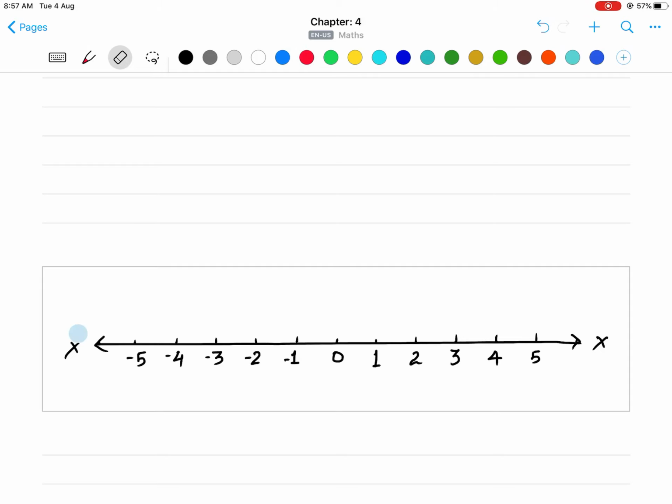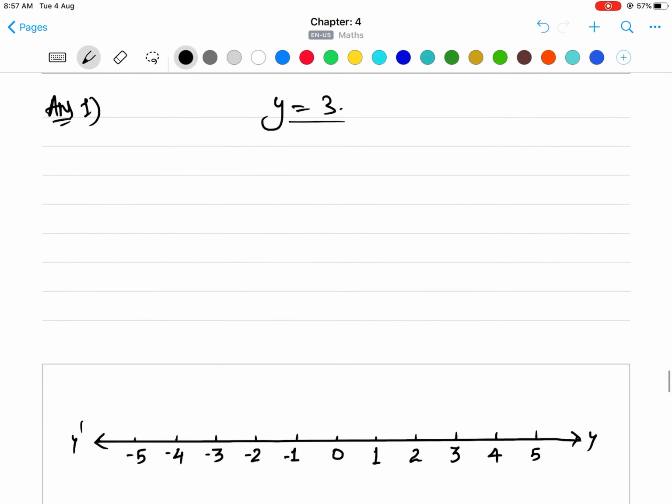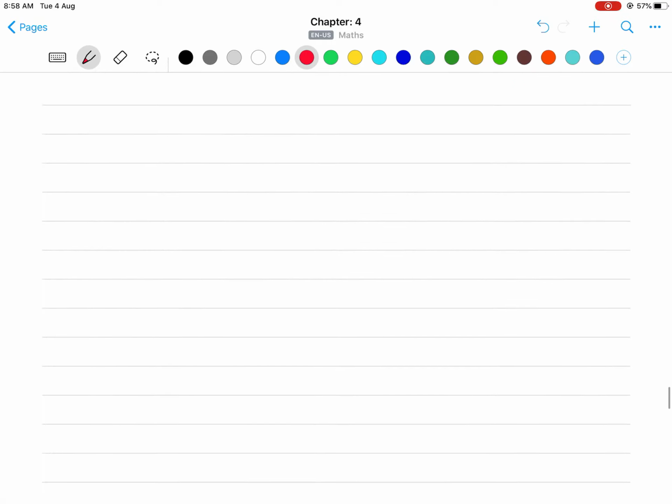These will be the x and x dash, and these will be the y here and y dash here. You can easily mark this point here. We have y equals to 3, that point will be here. So this represents y equals to 3. Next you have to represent this as an equation in two variables.